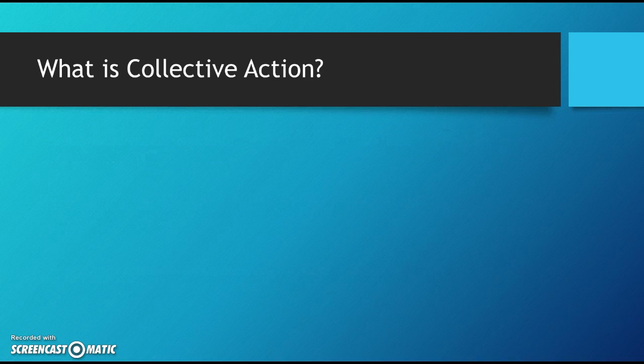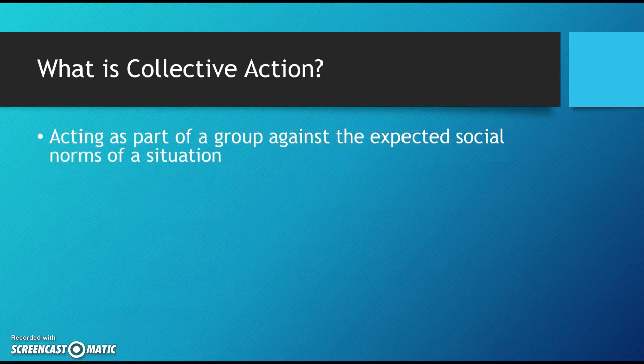First off, let's start with the question, what is collective action? Can it be any action that is performed by a group? Well, it does involve groups and it does involve a coordinated effort or an action. However, it can't just be any action, and it has to be an action that goes against expected social norms of that particular situation. So, for example, a group of people walking out in protest on a speaker, that is a form of collective action.